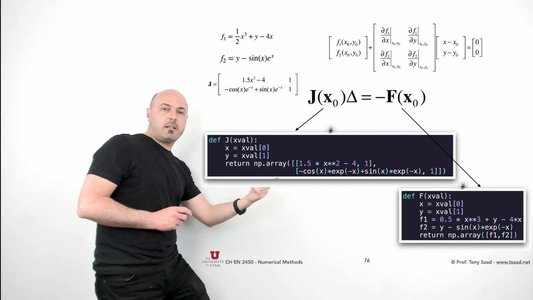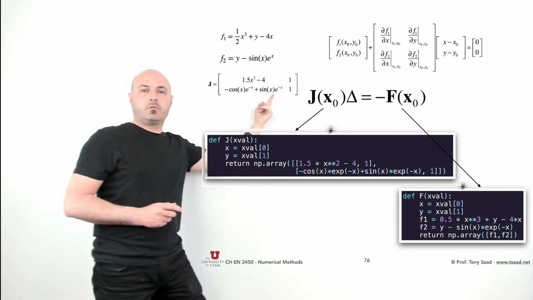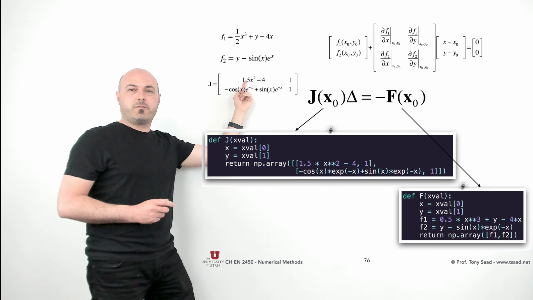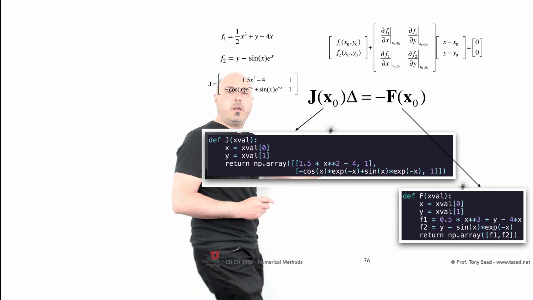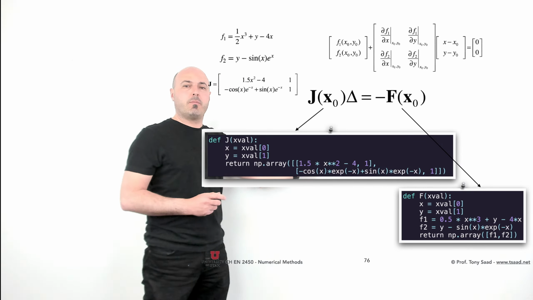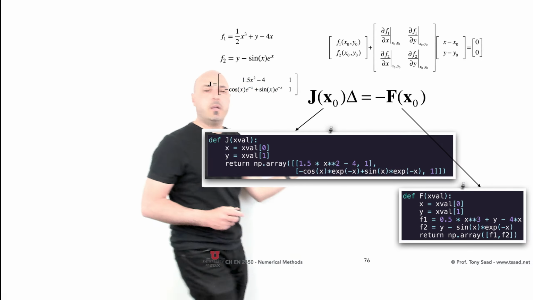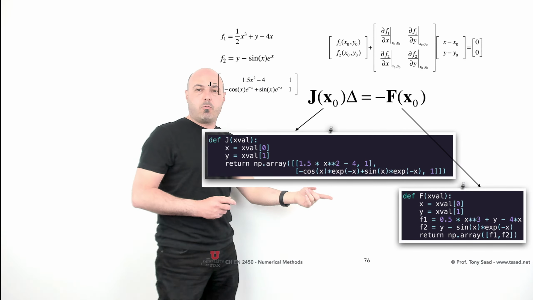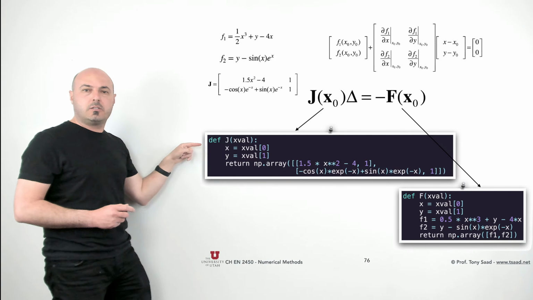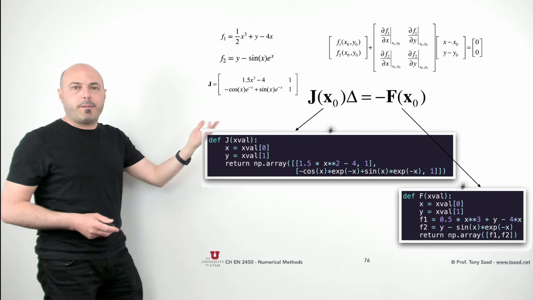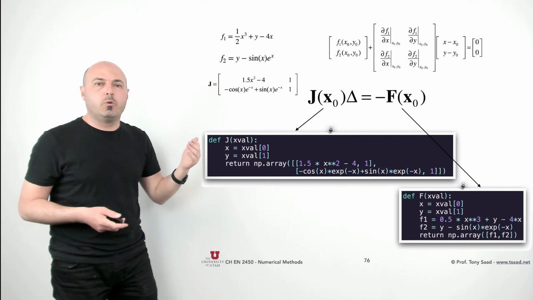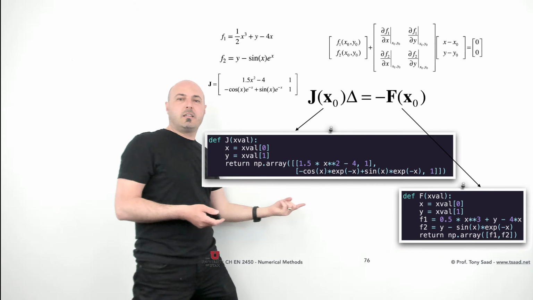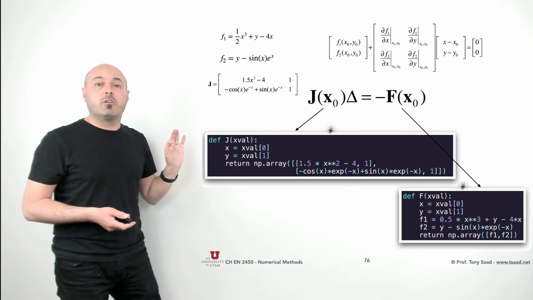Okay. Now look at that. It looks identical to this guy, right? 1.5 x squared minus 4. That's the first entry in the matrix, and then 1, and then cosine x e to the minus x, etc., and then 1. Okay. And those x and y values, they are actually these guys. You might call them x0, x1, or z and w, whatever you want, it doesn't matter. It's just going to return an array with numerical values in it.